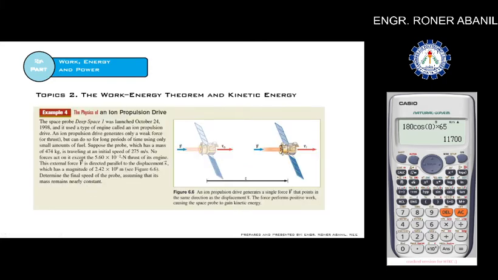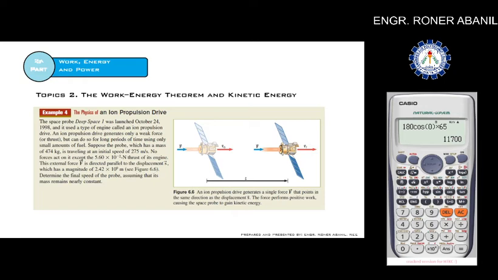So now we go to example number 4. This is a rather long example. The space probe called Deep Space One was launched on October 24, 1998. I was only 3 years old then. It used a type of engine called the Ion Propulsion Drive. An ion propulsion drive generates only a weak force or thrust, but can do so for a long period of time using a small amount of fuel.